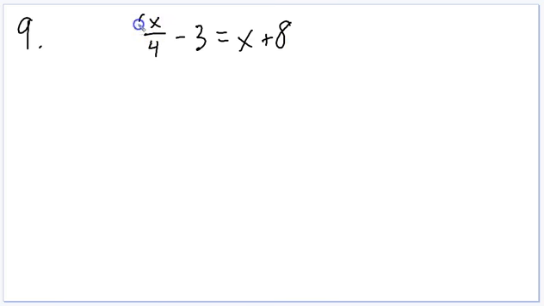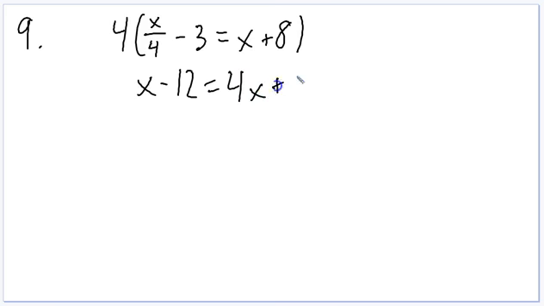To get rid of this fraction, you have to get rid of 4. You have to get rid of the fraction. So you multiply the whole entire thing by 4. All right. So those cross simplify out to make ones, and then I get the x all by itself minus 12, because 4 times 3 is 12, equals 4x plus 32.